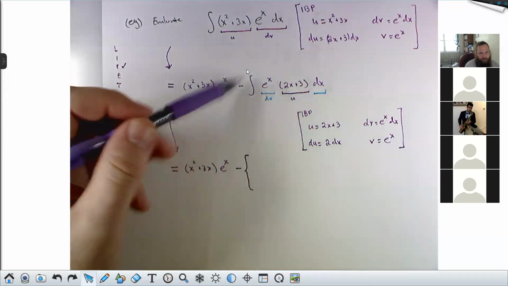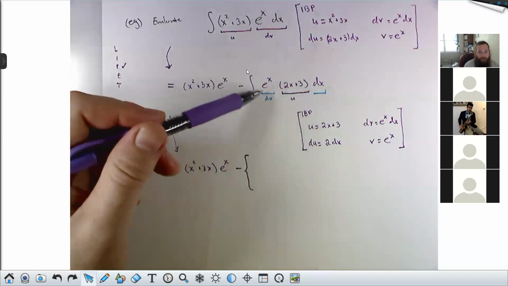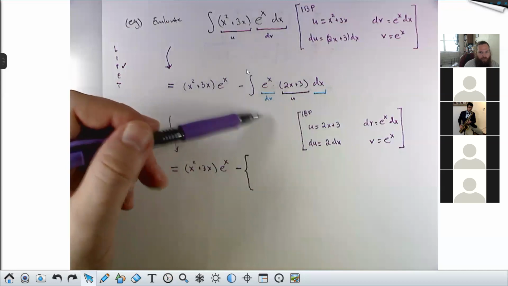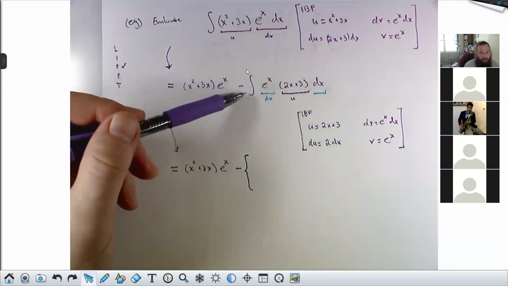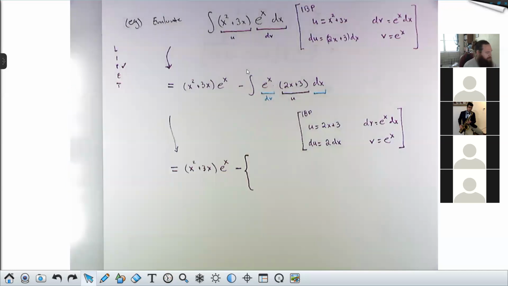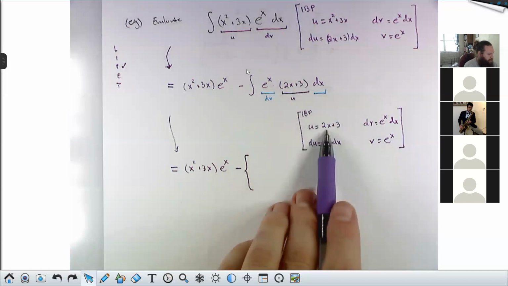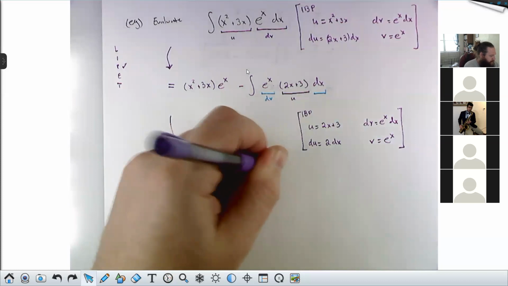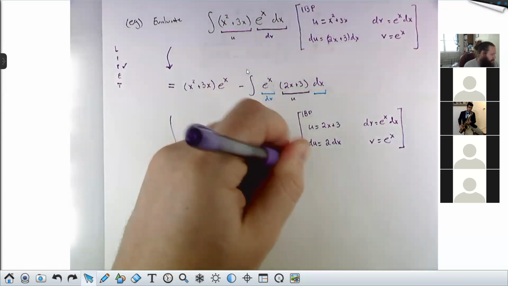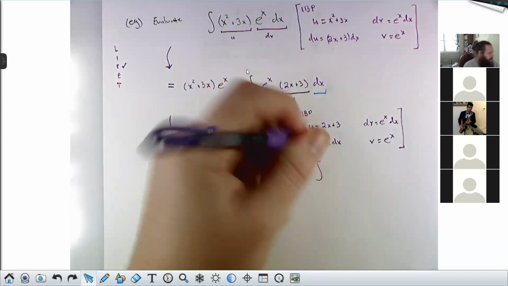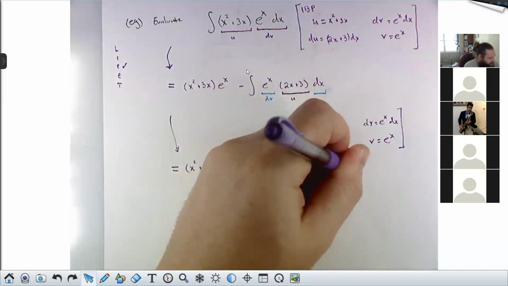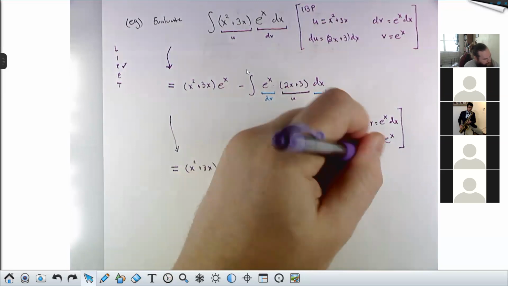You're about to replace this integral by a difference of two terms, right? uv minus the integral of v du. That means that this negative is going to need to be distributed over those two terms. What are those two terms? Well, 2x plus 3 times e to the x, that's u times v, minus the integral of v times du, which is e to the x times 2 dx.